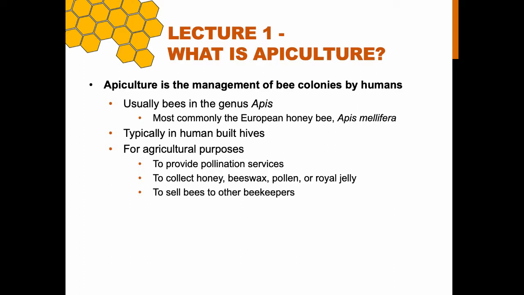So there's any number of agricultural purposes you could be pursuing. You could be trying to provide pollination services. You might be collecting the products made by the bees, pollen, honey, beeswax, royal jelly. And you might also be raising bees purely for the purpose of selling the bees to other beekeepers. So maybe you're a bee breeder, which is a whole industry unto itself, and we'll talk about it towards the end of the semester. But point being that generally, to be a true beekeeper, there's an intention of collecting products. It is done in some sort of man-made hive. It's typically done with Apis mellifera.